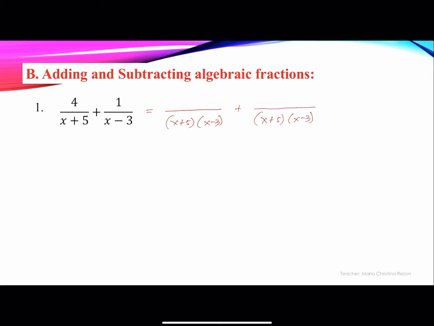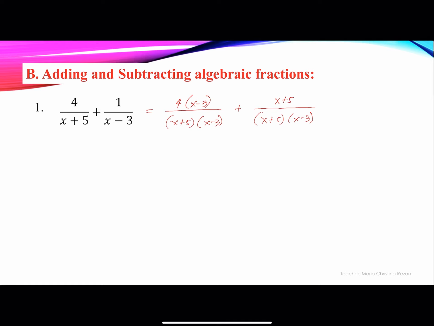Okay, so x plus 5 times x minus 3 divided by x plus 5, what is left is x minus 3. So you will have times 4, then that becomes 4 times x minus 3. And then here, what is left when you divide x plus 5 times x minus 3 by x minus 3 is just x plus 5 times 1, so x plus 5.